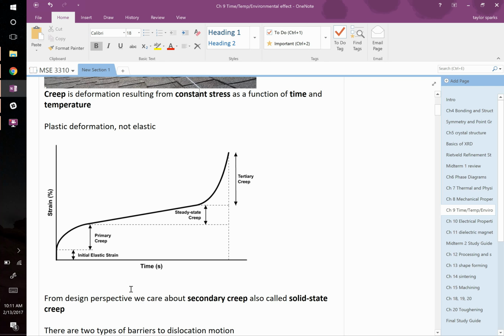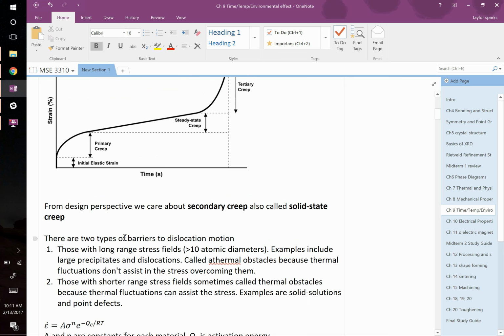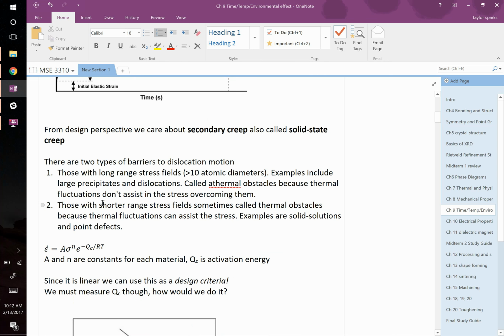So how do we model it? First, let's talk about what causes motion, right? There's 2 barriers to dislocation motion. First off, you can have things that have long-range stress fields, so something like more than 10 atomic diameters, and this could be a large precipitate, another dislocation, some sort of athermal obstacle, so like inclusions would fall in this category, okay? Or you can have things with shorter range stress fields, right? So point defects, for example, can do that, right? So those are both going to prevent dislocation motion.